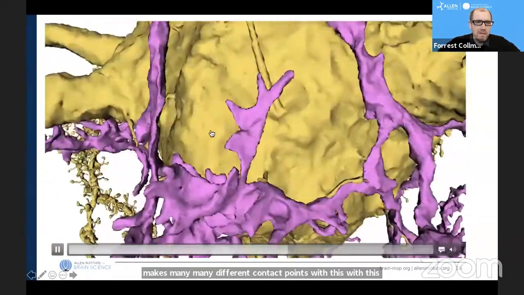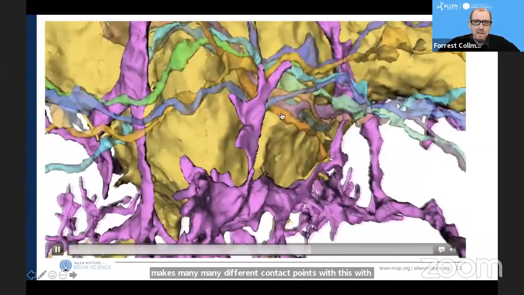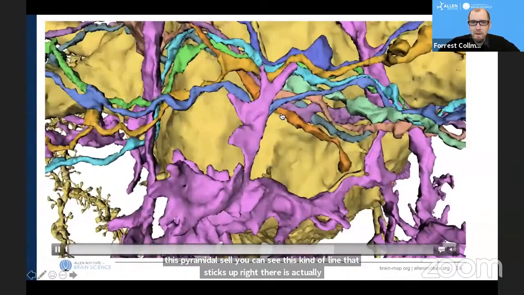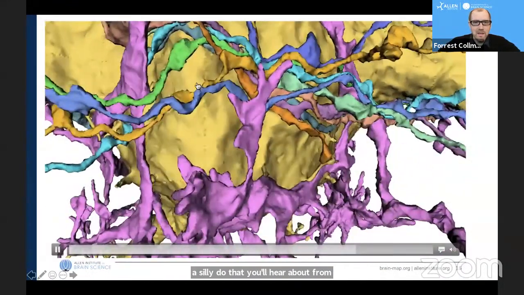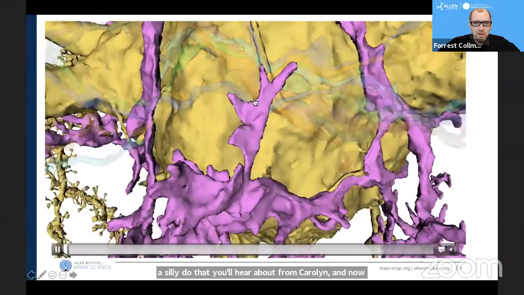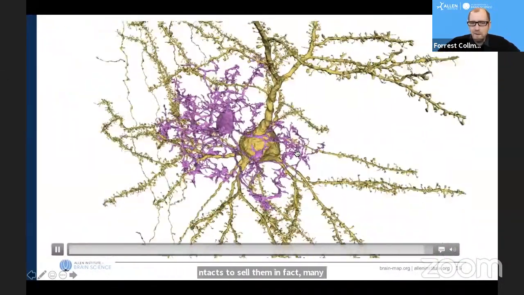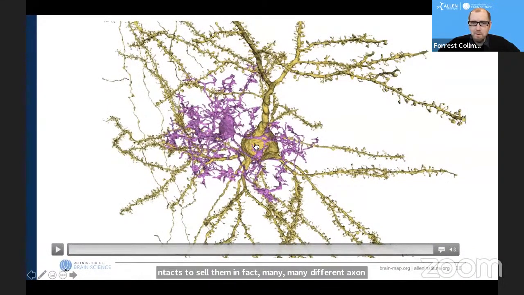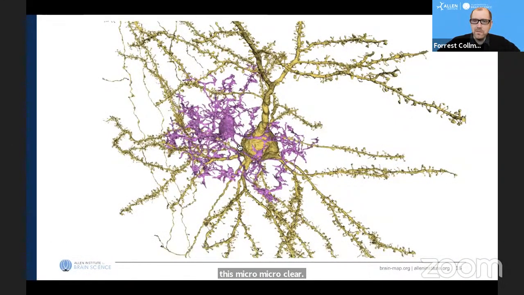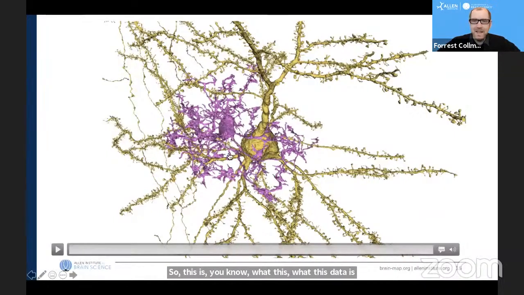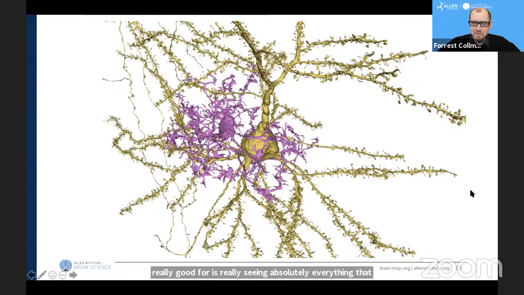You can see this line that sticks up right there is actually a cilia that you'll hear about from Carolyn. And now you can see right where this microglia contacts the cell, there are in fact many different axon fragments running underneath that filopodia of this microglia. So what this data is really good for is seeing absolutely everything that exists ultrastructurally within this tissue.